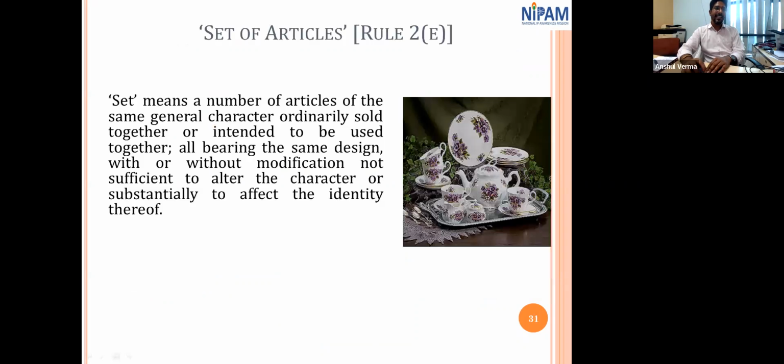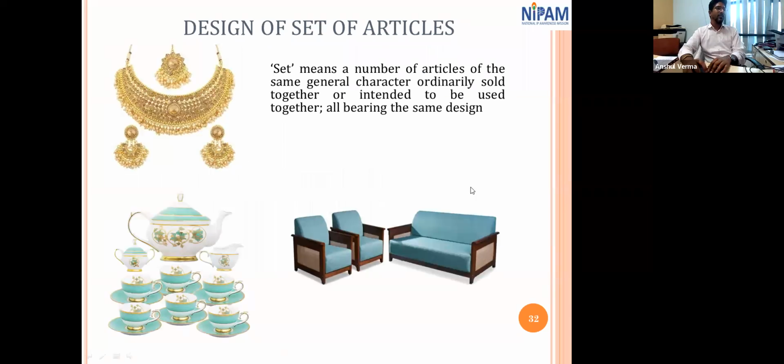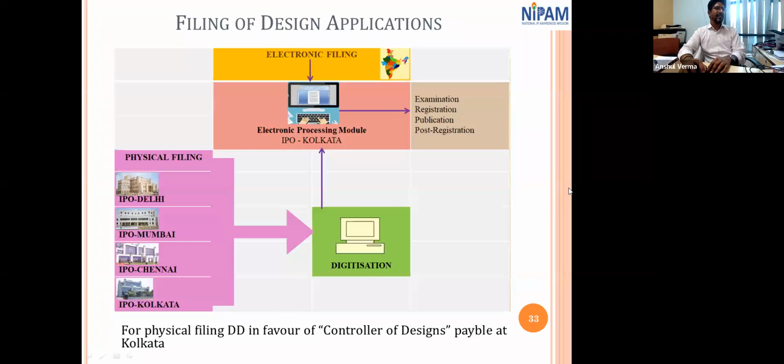is a complete set. So a design is granted for a complete set, not for an individual entity. For example, for this tea set, the design is granted for the complete set, not for every single plate or every single cup or bowl. Like a sofa set, jewelry set, as I just said.